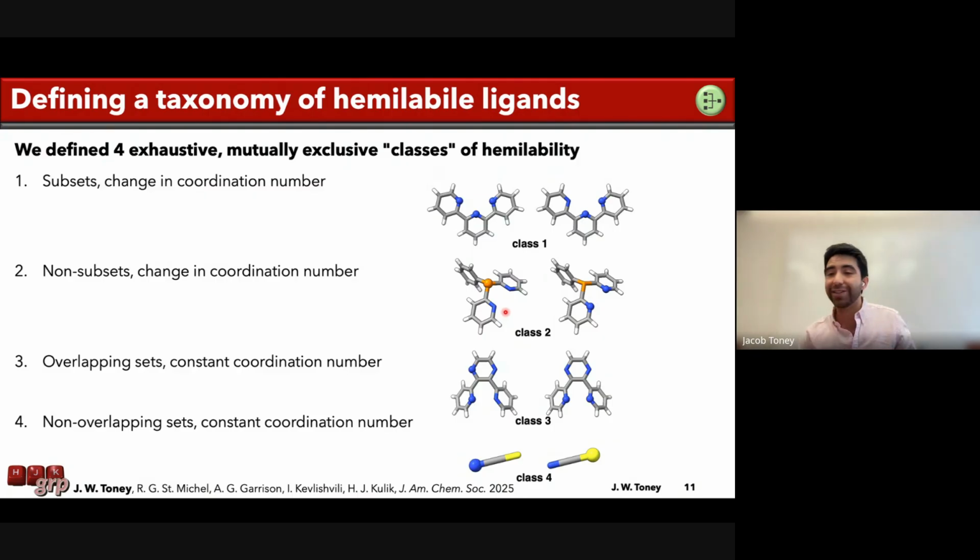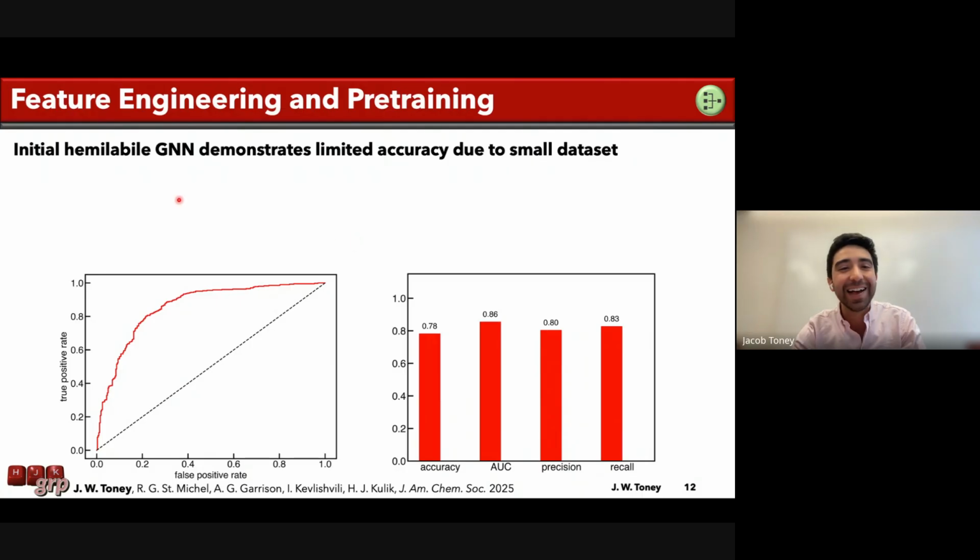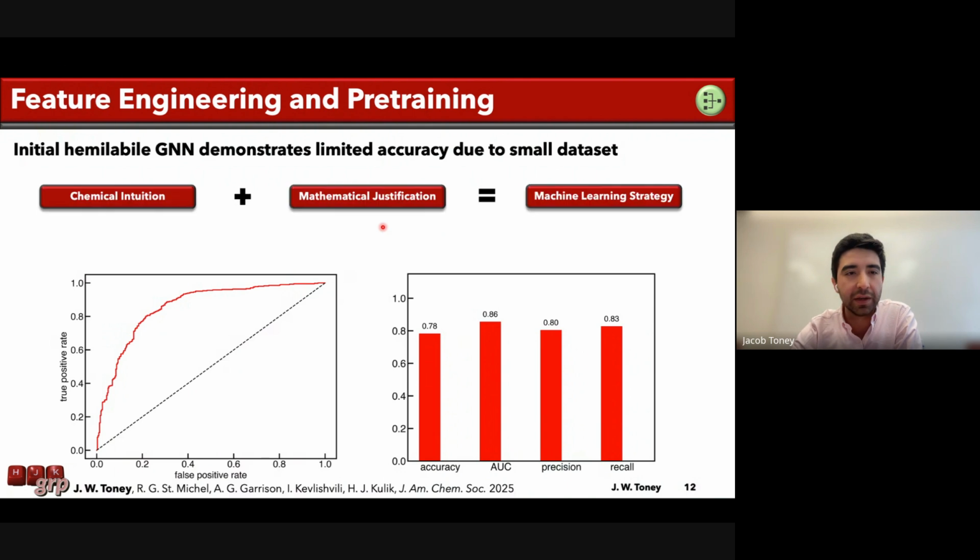So the question now is, can we take the GNNs that I showed you earlier in this presentation and fine-tune them out of the box on hemilability? And the answer is no. The initial approach, just leveraging it immediately for hemilability, didn't work very well, likely due to the fact that our data set here is only about 7,000 structures, whereas in the previous project it was 70,000. So an order of magnitude difference. We see accuracy and AUC metrics that really aren't that great.